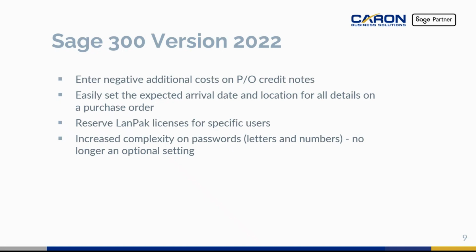Also a key feature in version 2022 is the ability to reserve a lan pack license. So your lan packs are your user licenses. They are concurrent, meaning anybody can log in at any one time. If you reach the max, no one else can get in. Someone else has to log out for that person to go in, but it's not named. This allows you to name a license, so you can reserve a license by user. That person will always be able to get into Sage, okay?